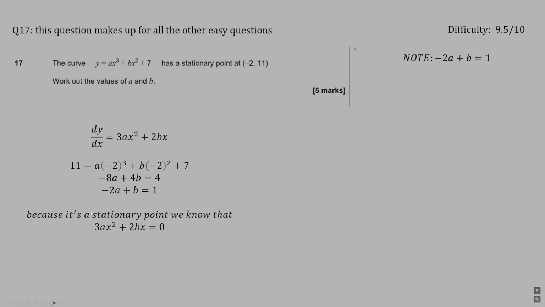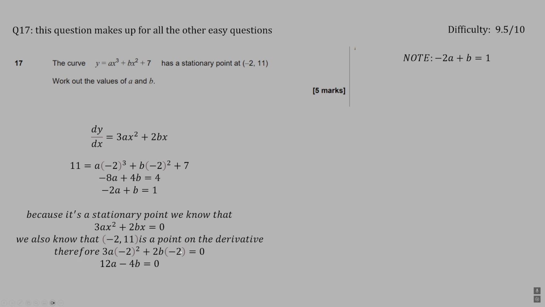We also know that the derivative will also be on the point negative 2, 11, because it's a stationary point, so it sits on the curve. So we also know that this is a point, so you can substitute negative 2 into this and make it equal to 0, because we know the derivative is 0. Then we multiply, we get 12a minus 4b, which is 3a minus b. And now we have simultaneous equations of a's and b's, which we can find out through simultaneous equation methods, which after this point is not that difficult. It's just getting to this point is the difficult part.